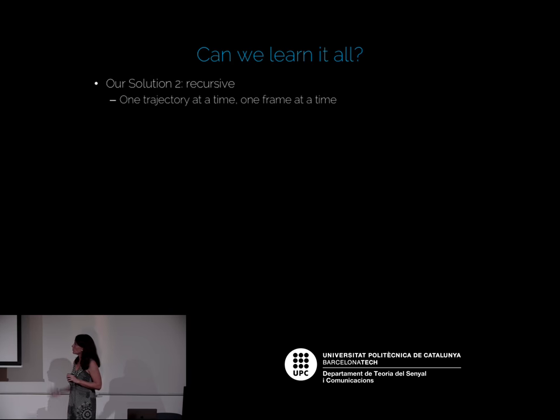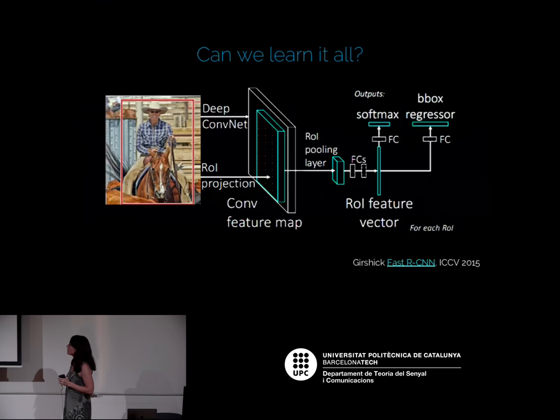So what we actually propose now is, okay, let's just break down the problem. Let's not target it all at the same time. Let's just take one trajectory at a time and one frame at a time. For this, we use a part of Fast R-CNN that has already been trained. As I said before, we might not have enough training data, so we want to reuse as much of the trained CNNs and RNNs that we can find in the literature.